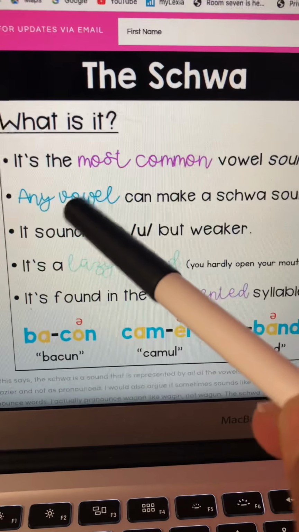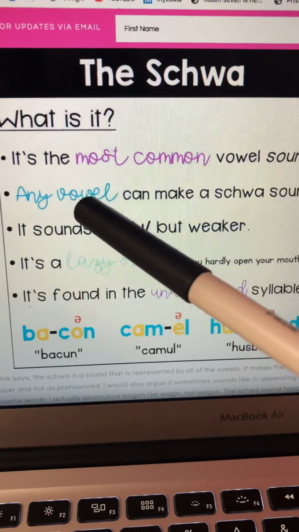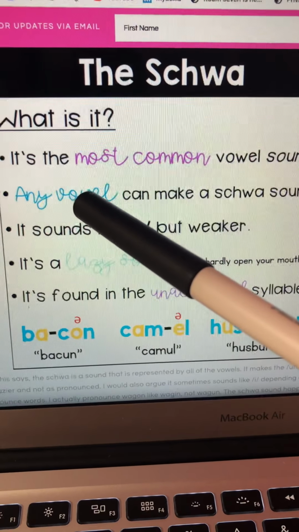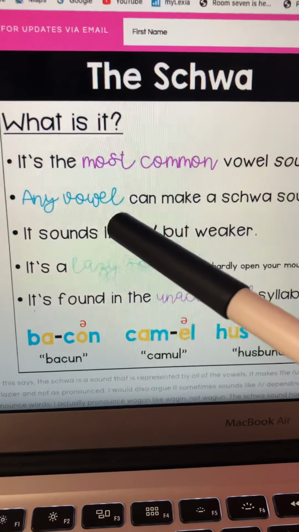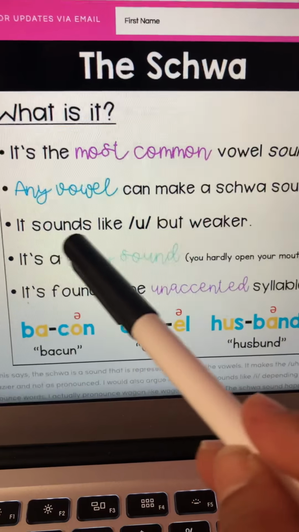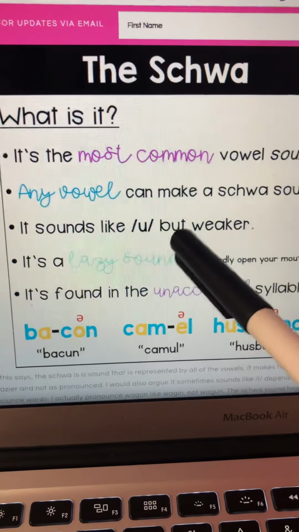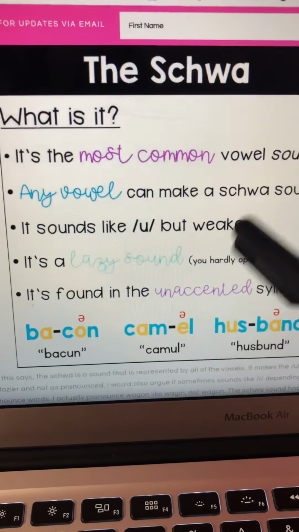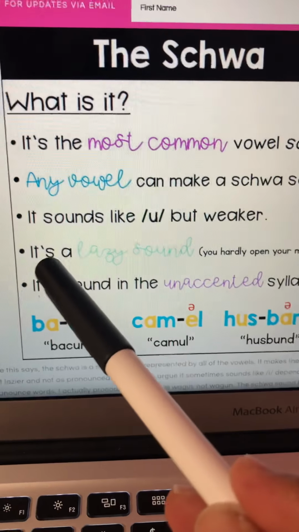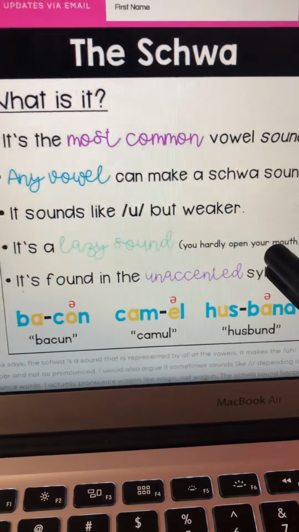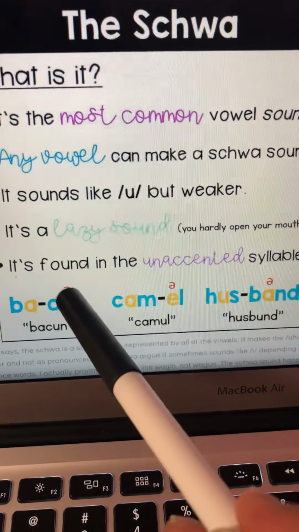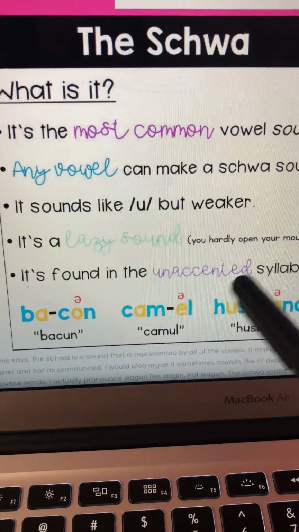Okay, for example, if it's A, it can make a schwa sound. If it's E, it could also make a schwa sound. Okay, it also sounds like uh but weaker. That means we don't hear it as strong. It's a lazy sound. That means that you hardly open your mouth to say it. And it's found in the unaccented syllable.